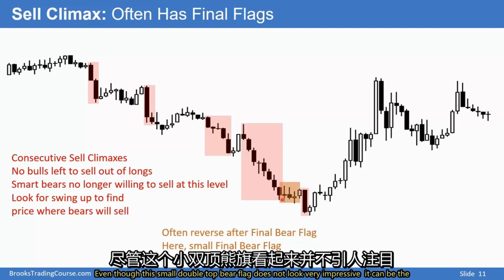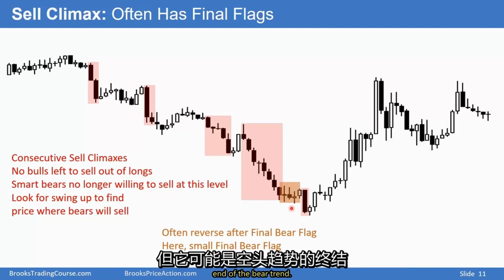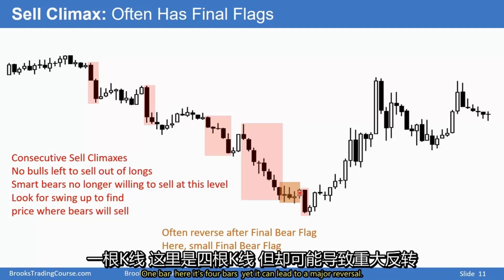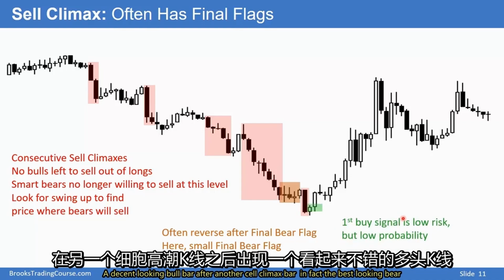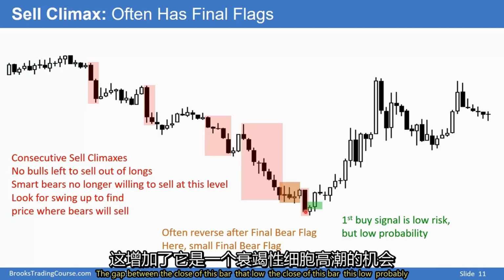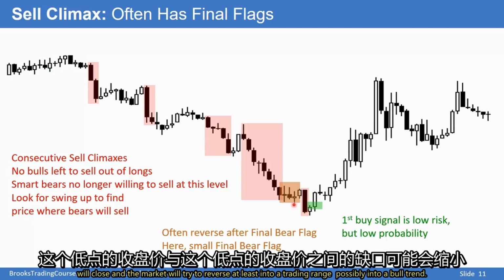Even though this small double top bear flag does not look very impressive, it can be the end of the bear trend. When you have a series of sell climaxes, the final bear flag is often very small, 1 bar. Here it's 4 bars, yet it can lead to a major reversal. A decent looking bull bar after another sell climax bar. In fact, the best looking bear bar in 20 or more bars, that increases the chances that it's an exhaustive sell climax. The gap between the close of this bar, that low, the close of this bar, this low, probably will close, and the market will try to reverse at least into a trading range, possibly into a bull trend.